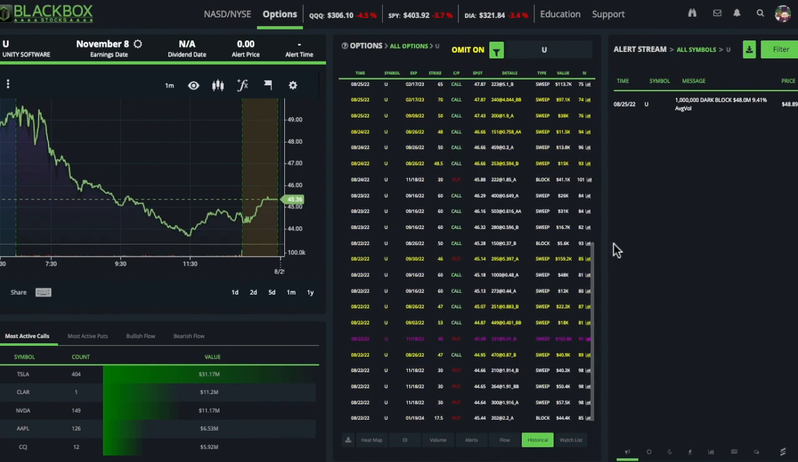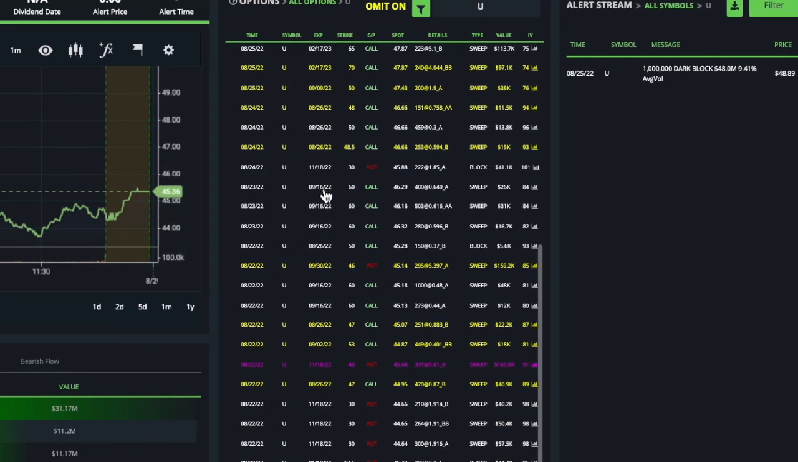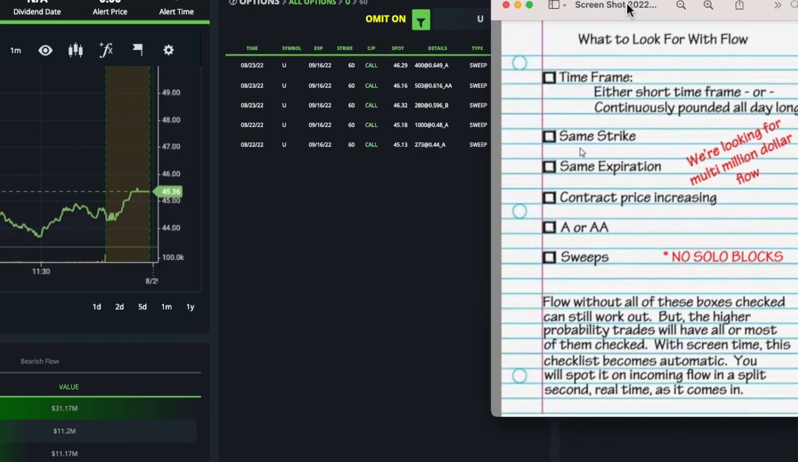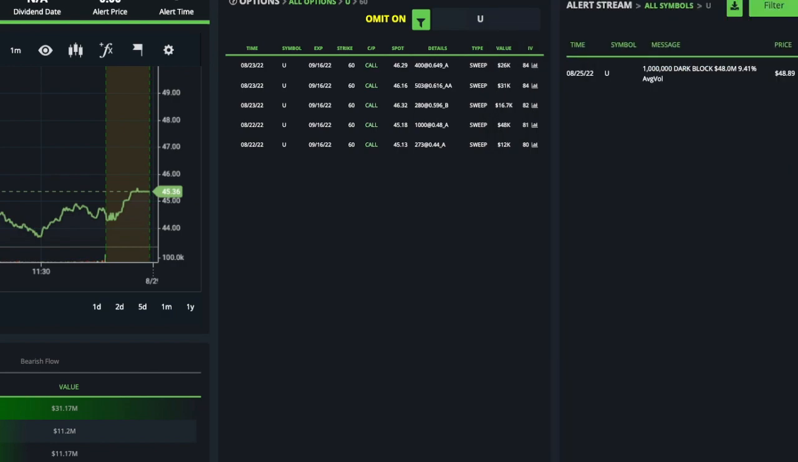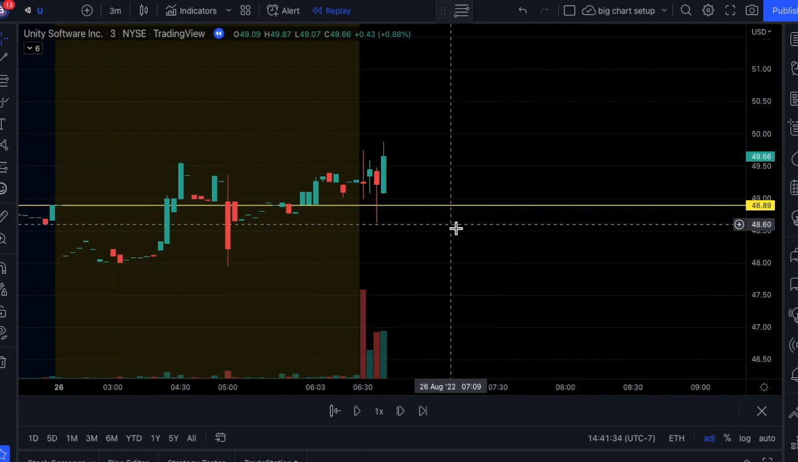So I was looking through the flow, and this is not meant to be top tier flow or anything, but we have 7-Star Mike's checklist of what we're always looking for here, and this one does hit some of it. We got the same strike, same expiration, contract price did increase, ask and sweeps, but we're looking for multi-millions. This is weak, this is not a lot of money, but I was mainly focusing on this dark pool. I found this, and I'm watching this chart with just that line of dark pool.